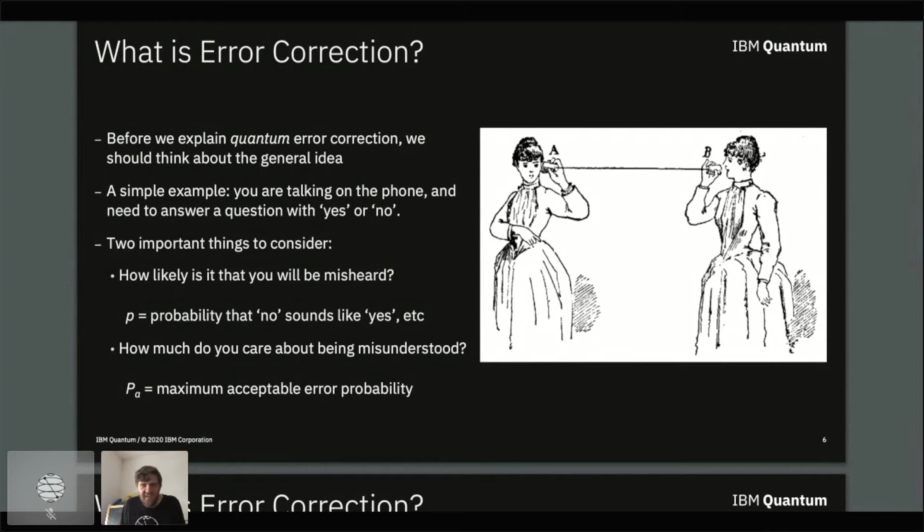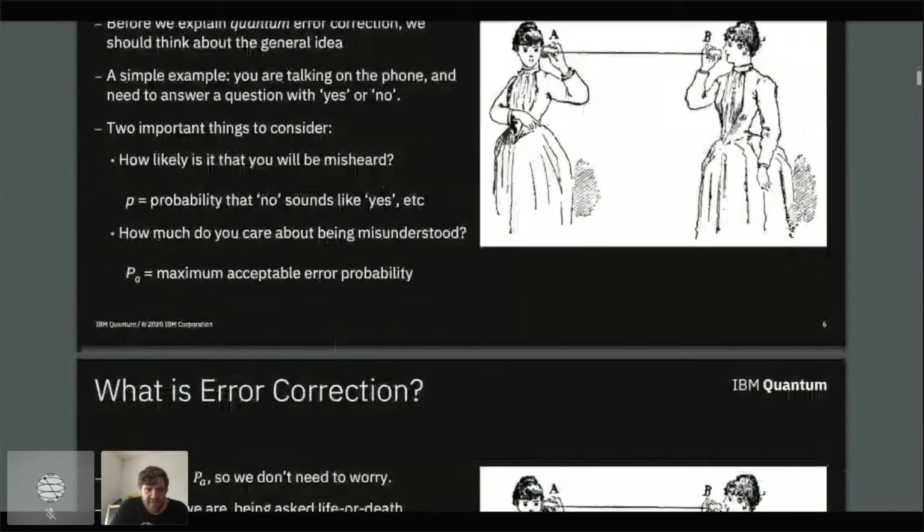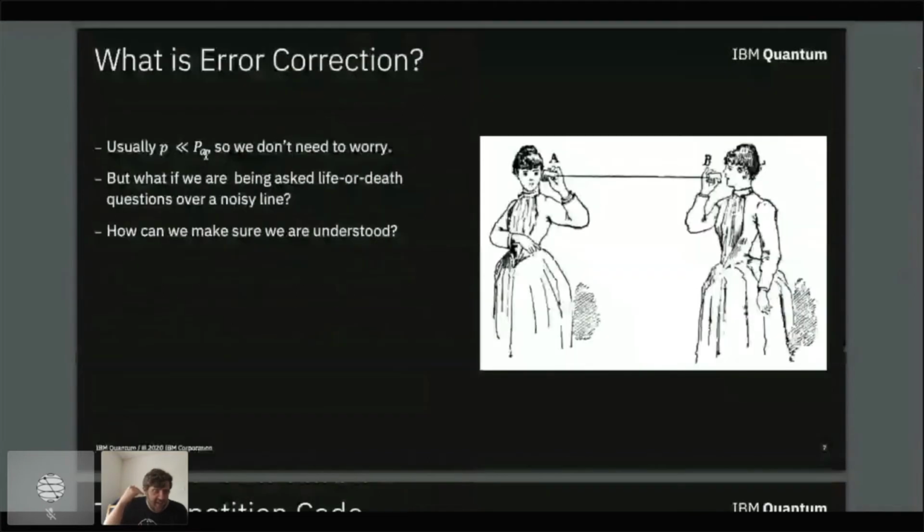So maybe you don't really care whether you have pineapple or not. This is not an issue that affects you. You know that some people get very passionate, but you particularly don't care. So then this would be quite low, but if you have very strong opinions on this issue, then this would be very high. And then once you have these numbers, you can think, well, if the probability of getting misunderstood is very much less than the acceptable probability, so it's much less likely to be misunderstood than the limit that you care about, then you don't really need to worry. You'll just say yes or no, whatever.